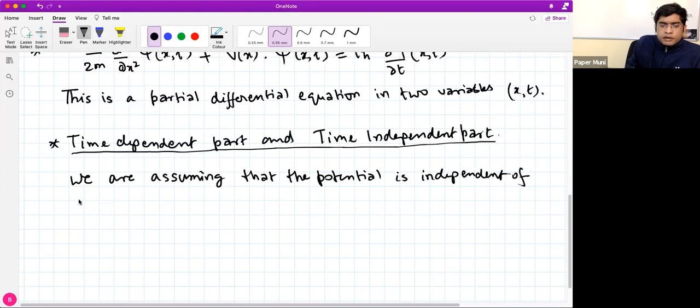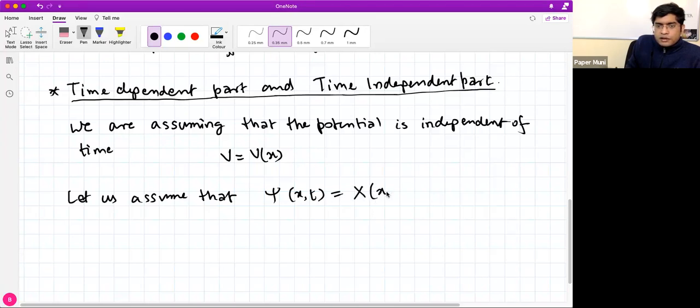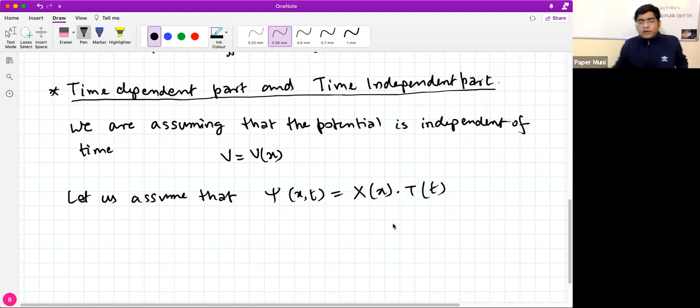Independent of time. Now this is very important. If this was not there, then it's difficult to separate the way we are going to do this. All right. So let us assume that psi, which is a function of x and t, can be written as a product of two separate functions, one which is only a function of x, the other which is only a function of time.